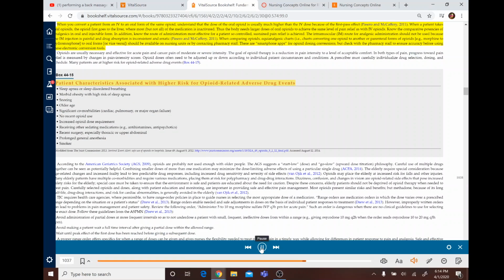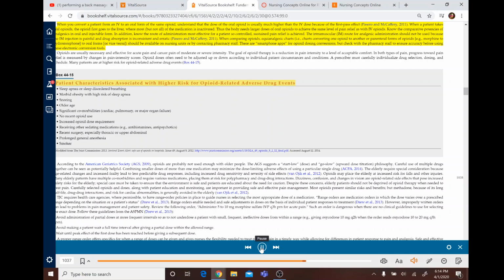When you convert a patient from an IV to an oral form of the same opioid, understand that the dose of the oral opioid is usually much higher than the IV dose because of the first pass effect, Pasero and McCaffrey, 2011. When a patient takes oral opioids, the opioid first goes to the liver, where most, but not all, of the medication is inactivated. Thus the body needs larger doses of oral opioids to achieve the same level of pain relief as with IV opioids. Know the comparative potencies of analgesics in oral and injectable form.